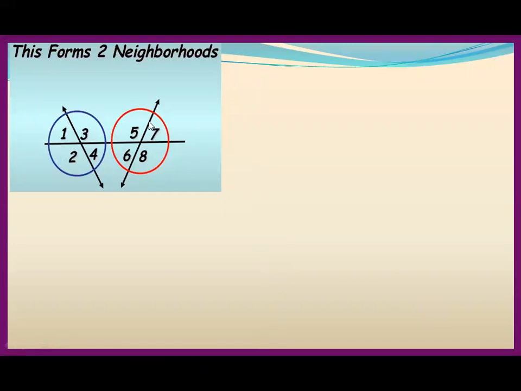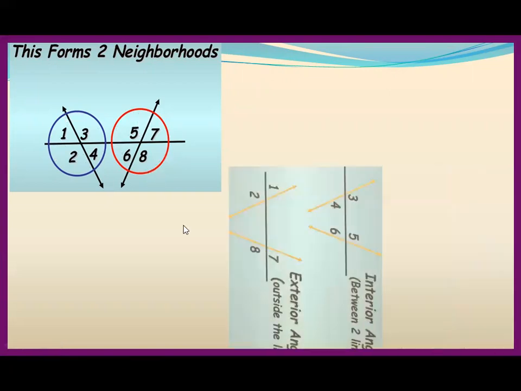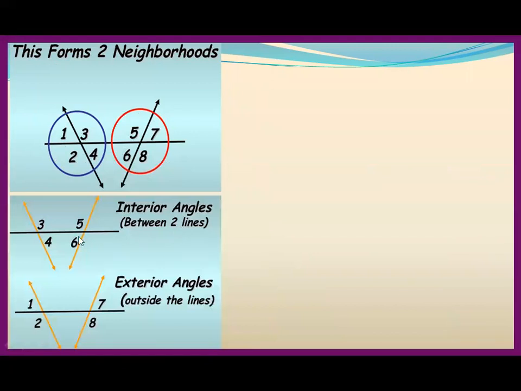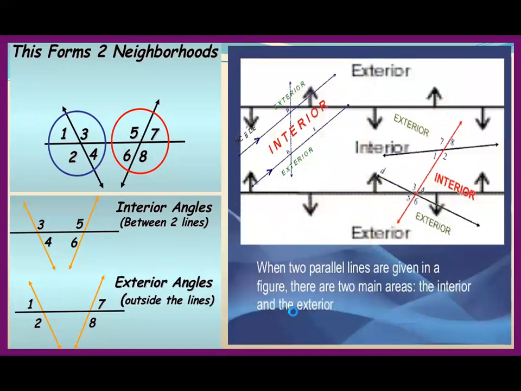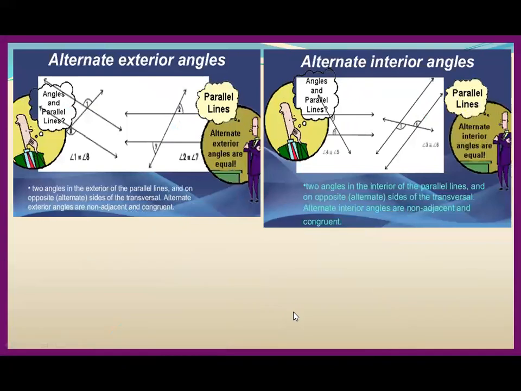These 8 angles can be grouped as two neighborhoods. 1, 2, 3, 4 is one neighborhood and the other one, 5, 6, 7, 8, is the other neighborhood. And you can also separate them as interior angles and exterior angles. The angles within the parallel lines or non-parallel lines are called interior angles, and the angles outside the lines are called exterior angles. So now we'll see about the different types of angles formed.